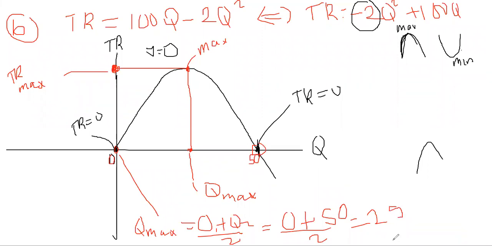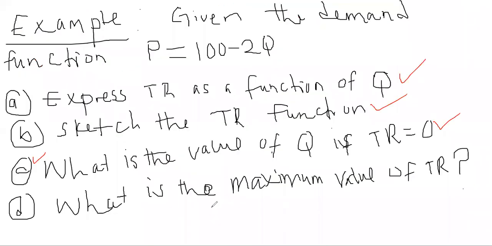You'll have 25. So here will be 25. So this is the level of quantity. 25 is the level of quantity that maximizes the total revenue. So then we know the quantity that maximizes the total revenue. So if we want to find here, still with question D, what is the maximum value of total revenue?